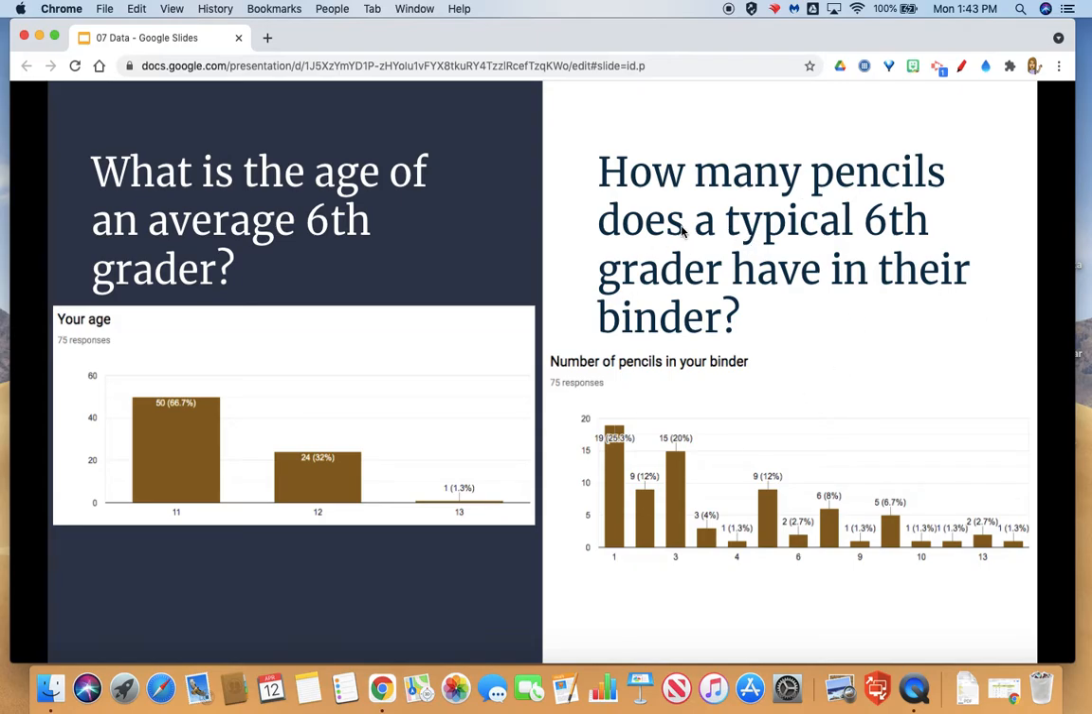On the right side, we have how many pencils does a typical sixth grader have in their binder? Do we have more variety with that type of question? Yes, we have a lot more variety. So over on the left, this could be argued as a non-statistical question because it doesn't give us much variety. We know how old a typical sixth grader is going to be, but how many pencils a typical sixth grader has is going to give us much more variety.